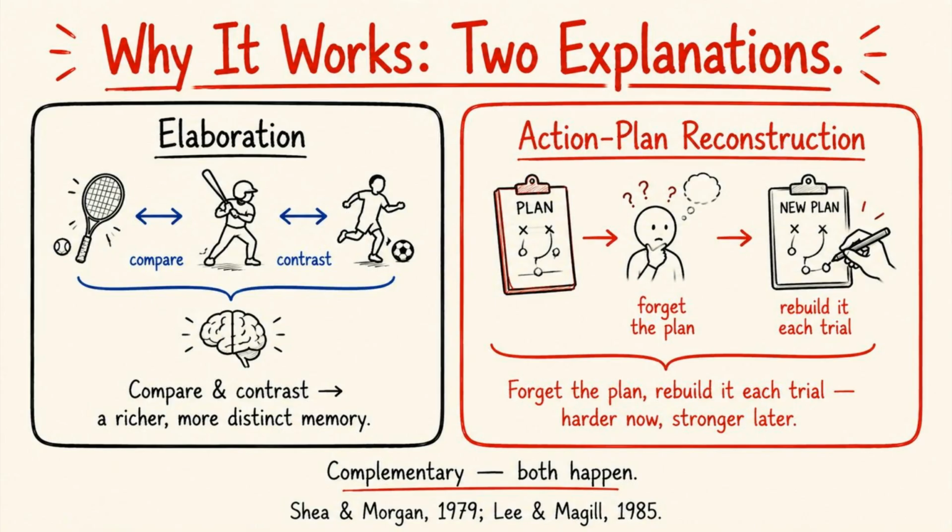The second is the action plan reconstruction hypothesis from Lee and McGill. In random practice, by the time a variation comes around again, the intervening trials have made you partly forget the plan you built for it, so you have to reconstruct that action plan from scratch. It's like a math problem. If I ask you to add the same long list twice in a row, the second time you just recite the answer. But if I make you solve other problems in between, you've forgotten it and have to genuinely resolve it. That effortful rebuilding, trial after trial, is hard in the moment, but is exactly what cements learning. Elaboration says you build a better memory. Reconstruction says you do more real work each trial. Research suggests both are happening. Both come down to the same theme: harder practice, deeper learning.